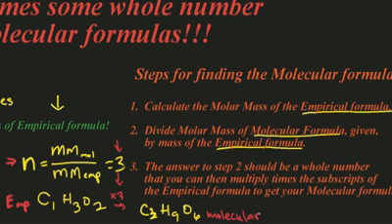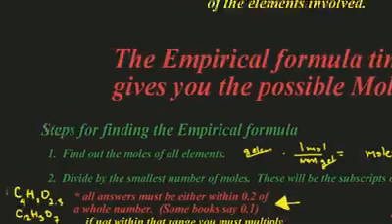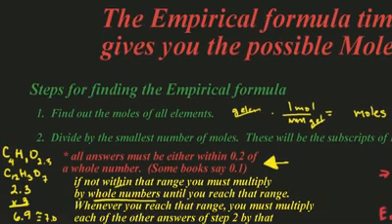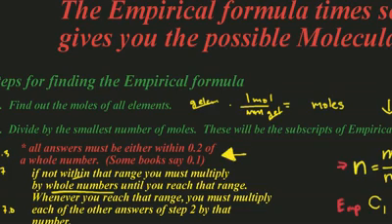Okay? So again, calculate the mass of the empirical formula, and divide the molecular formula mass, which should be given, by the mass of the empirical formula you calculated in step one, and then multiply each subscript by that whole number. All right, so I hope I've clarified any doubts that you might have on empirical versus molecular formula. You should be able to find both.